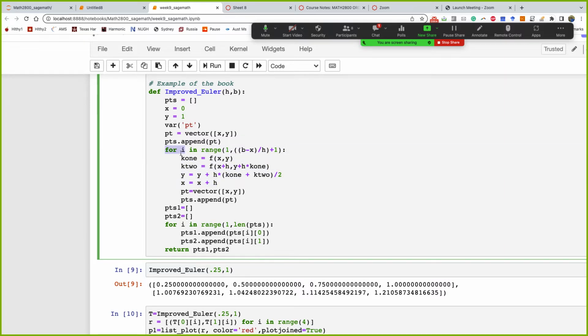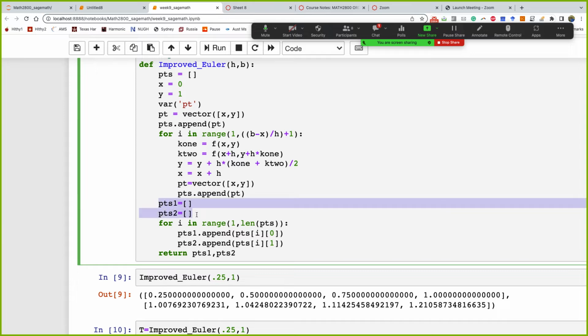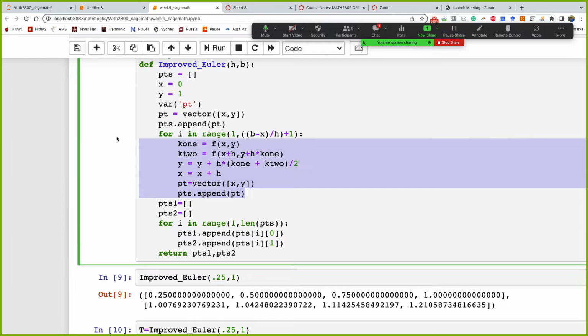Now here is the sensitive part, okay? So this highlighted part is the for loop. The indent or block here shows that pts1 and pts2 are outside of the for loop. So range from 1 to (b minus x) divided by h plus 1.